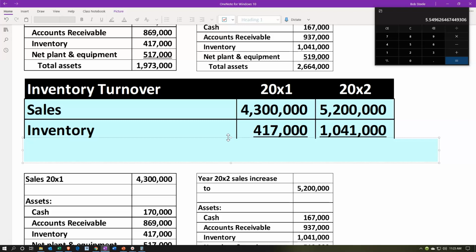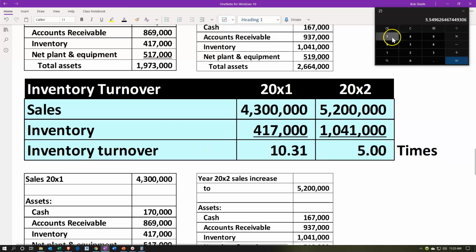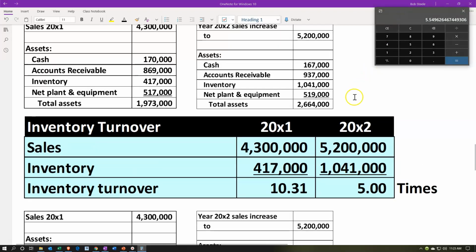And with all turnovers, you also have to keep in mind, as we discussed in the last one, that you have a sales income statement item, and then you have a balance sheet item, inventory, and therefore you might see it given as average inventory. You've got to be aware of that. That's going to give us our inventory turnover. So let's go ahead and calculate this out.